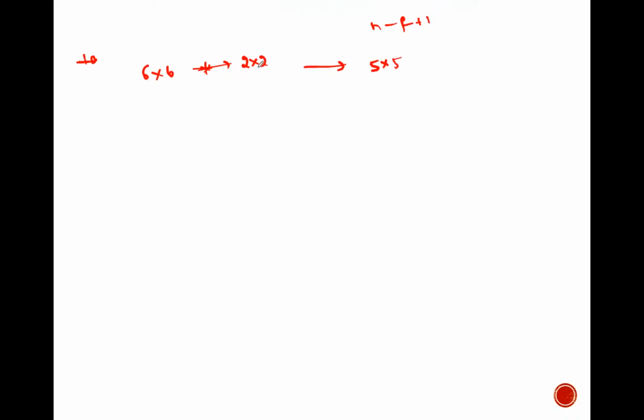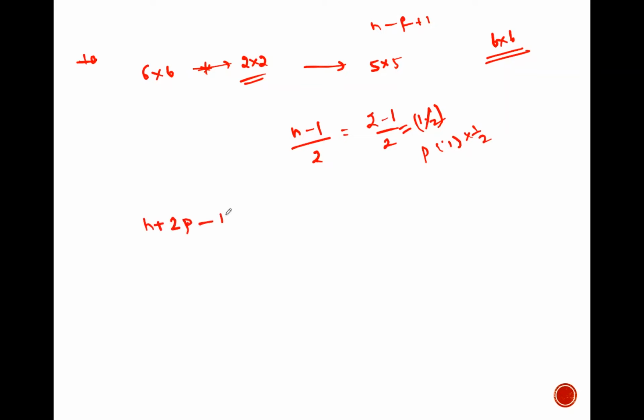Now, if I wanted to bring it back to 6 by 6, what is the formula? Padding equals (F minus 1) by 2, that is 1 by 2, right? So what is the formula now? N plus 2P minus F plus 1. So N plus 2 into 1 by 2, N is 6, right? This gets cancelled. Minus F equal to 2 plus 1. Now 6 minus 6 plus 1 minus 2 plus 1.